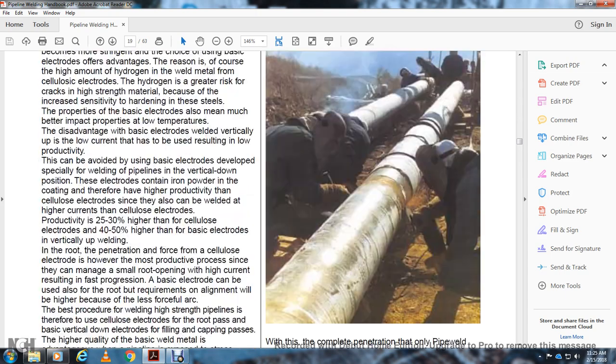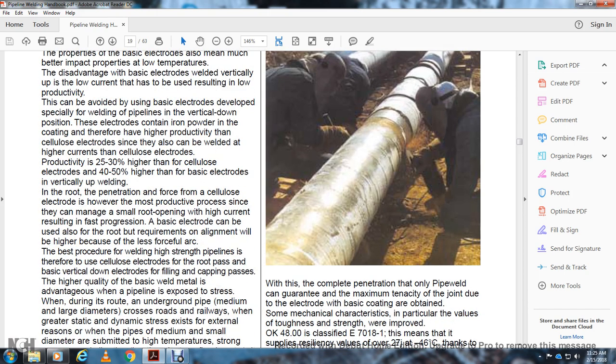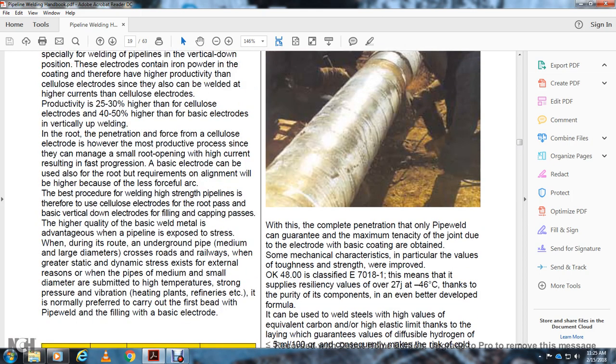This shows you the pipe welding. With complete penetration, the pipe weld can guarantee the maximum joint integrity due to the basic coating of the electrode. Some mechanical characteristics of particular value, such as toughness and strength, were improved with the OK 48.00, classified as electrode 7018-1. This means that the impact resiliency value is over 27 J at minus 46 degrees Celsius, thanks to the purity of the components.